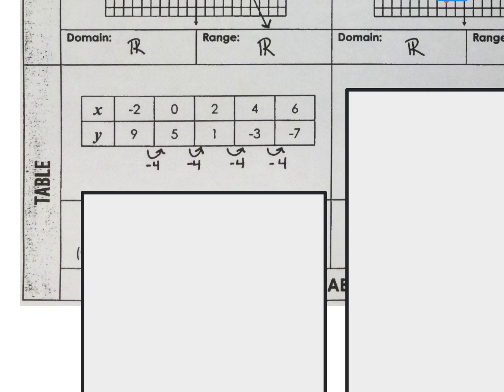Now, one thing that they haven't done here that I think we should do is we need to also check for consistency in the x column. So notice the x's are adding 2 every time. So if I do the rate of change here, the rate of change is going to be consistent, and the rate of change is going to be -4 over 2, or -2.